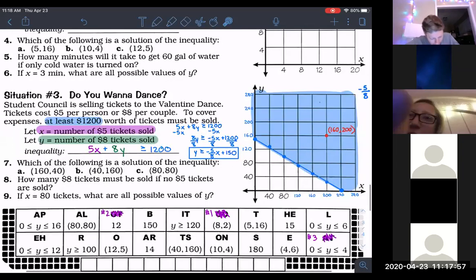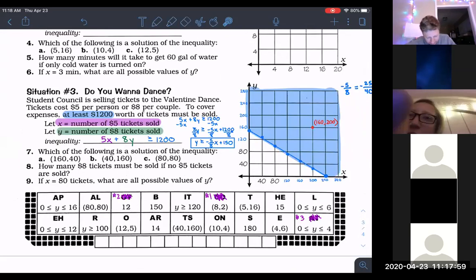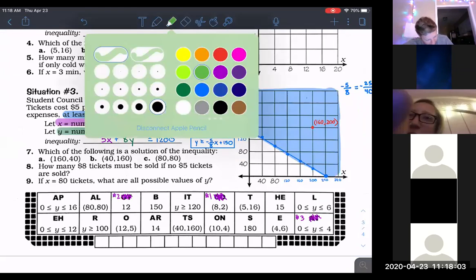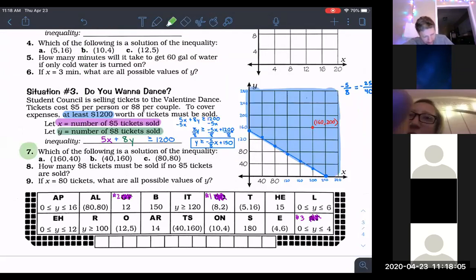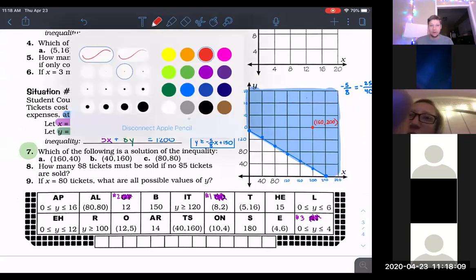Okay, so number 7, which of the following is a solution to the inequality? Well, that's just like I was doing in the other problems. We'll use green here. And we're just going to plot these points on the coordinate plane and see if they fall in the shaded region or if they don't. If they fall in the shaded region, that means they're a solution. If they fall in the unshaded region, it means those numbers for X and Y will not yield them enough money to cover expenses.